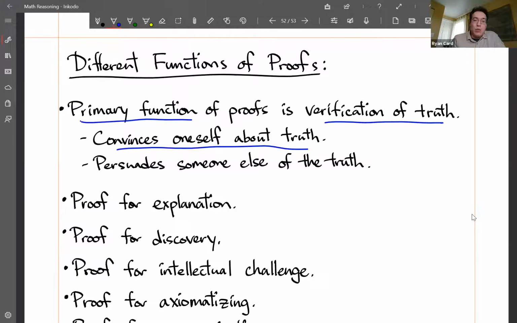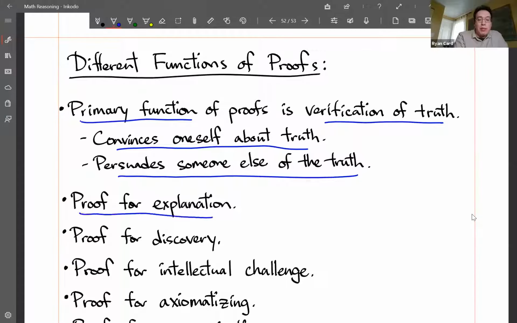And once you understood something, you also want to be able to tell others and convince other people that what you say is true. So it's a way to persuade other people that what you're trying to say is true as well. So that's the two sides of verifying the truth. There are other reasons why people might write down proofs.